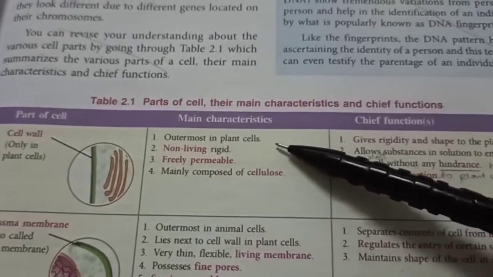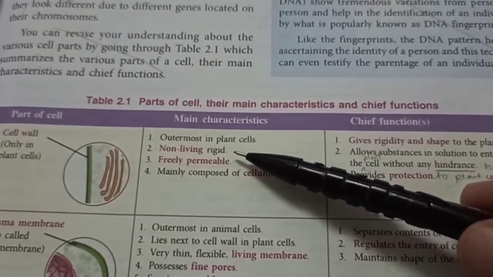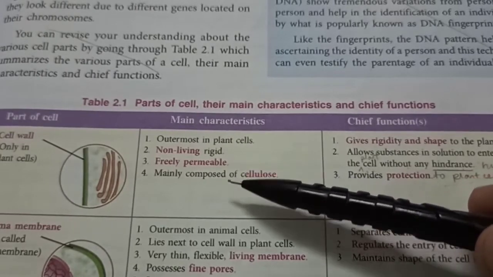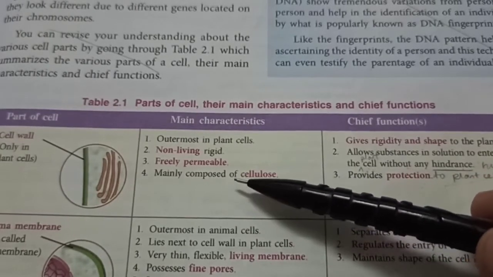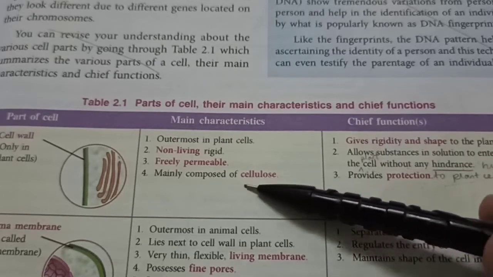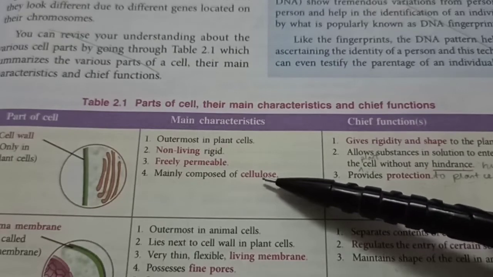It is the outermost layer in plant cells. It is non-living. It is rigid and freely permeable. Anything can enter or exit, even large molecules. It is mainly composed of cellulose, which we can't digest even if we eat it. But it's useful as a fiber for preventing constipation.